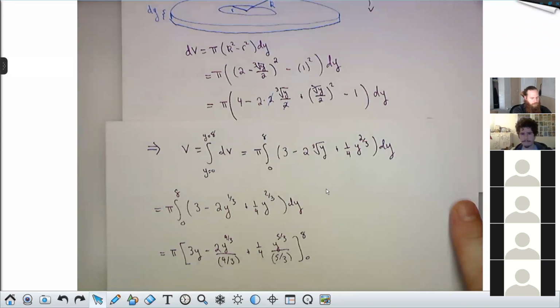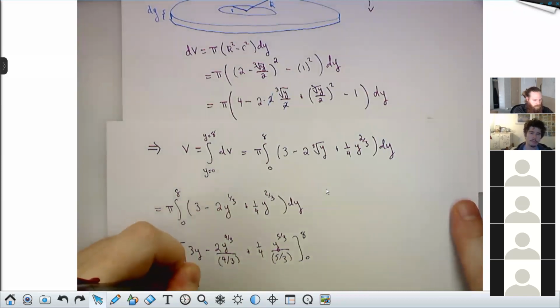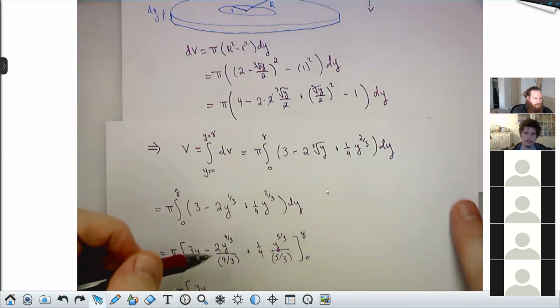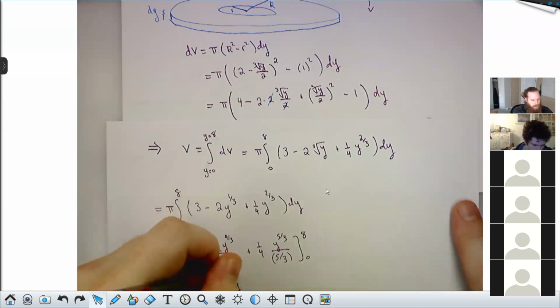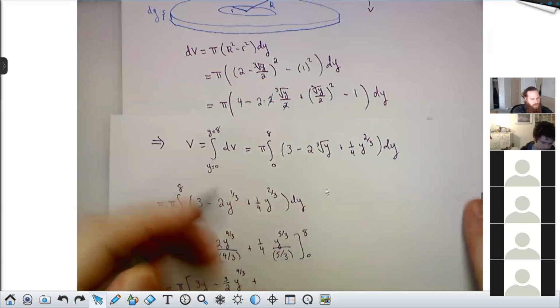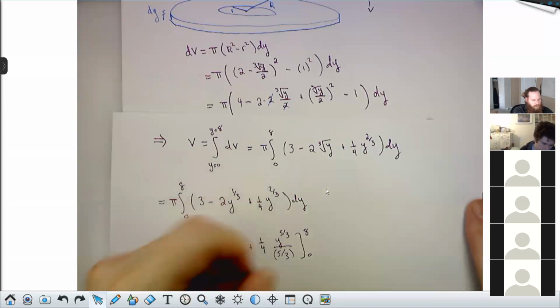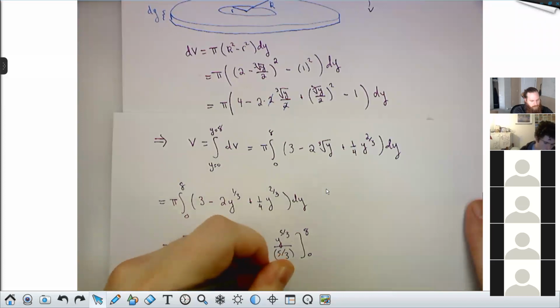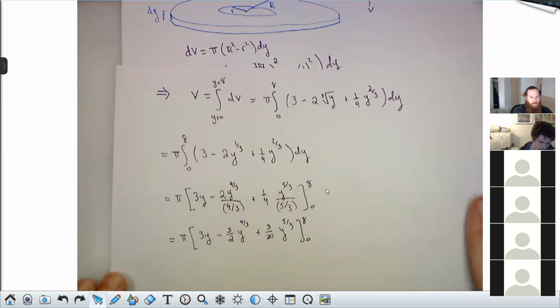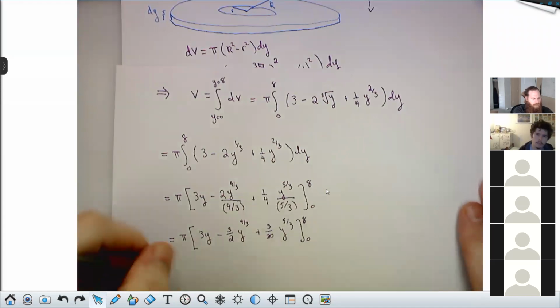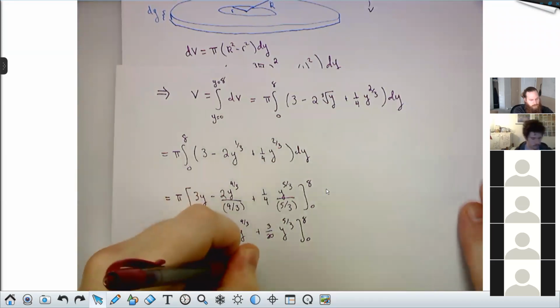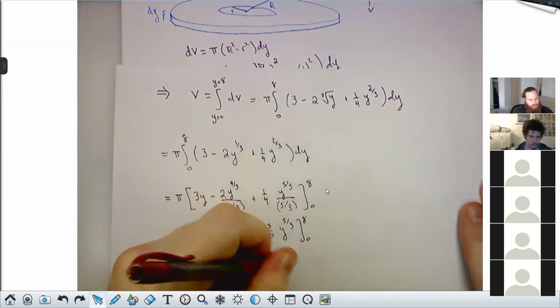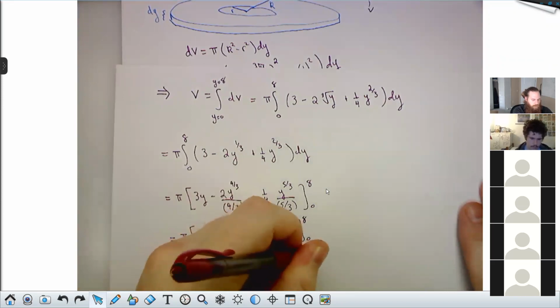Thankfully at 0, all of this stuff is 0. But up there at 8, we've got some work to do. So maybe I'll clean some of these up. This is 3y, and then 2 divided by 4/3 is 2 times 3/4. That's 3/2. So we'll have minus 3/2 y to the 4/3 plus, and something similar here, 3 over 4 times 5 is 3/20 y to the 5/3, all evaluated between 0 and 8. Again, at 0 we get nothing, but at 8 we do need to do some work. This will be 3 times 8 minus 3/2 times 8 to the 4/3 plus 3/20 times 8 to the 5/3.